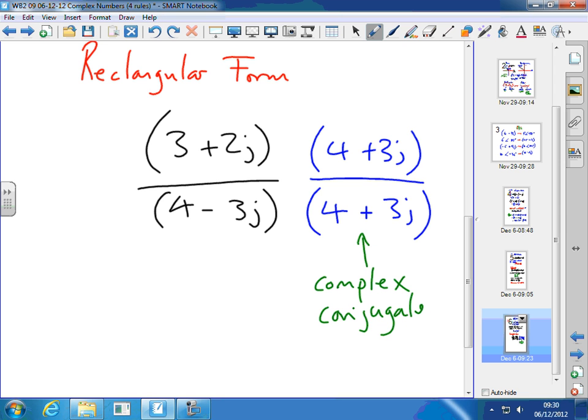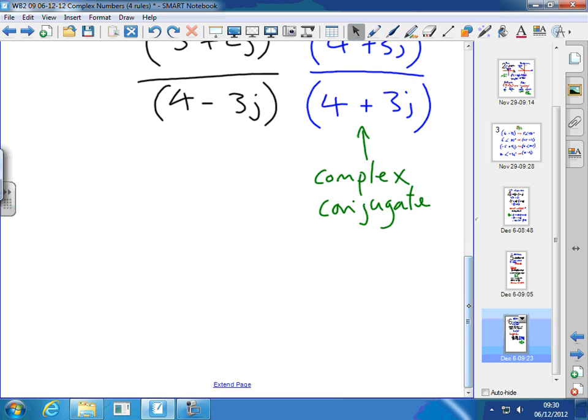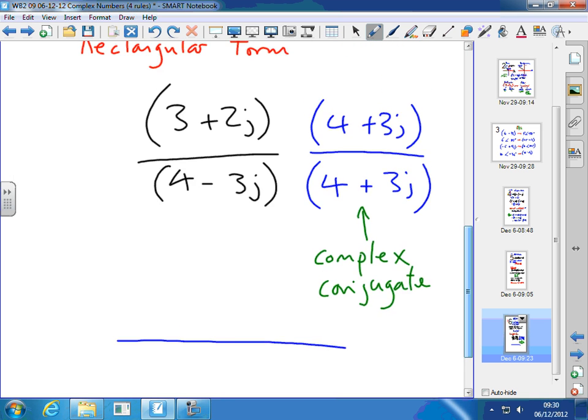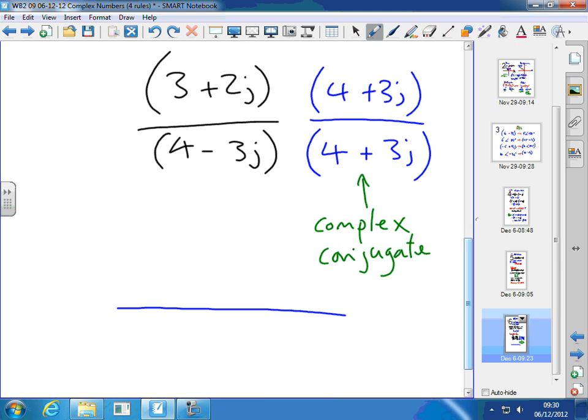In fact, the conjugate means the same numbers in the bracket but opposite sign. And just in this case, because they're complex numbers, it's called the complex conjugate. So what we do is we say, right, that means that we can now say on top we can multiply out these brackets.